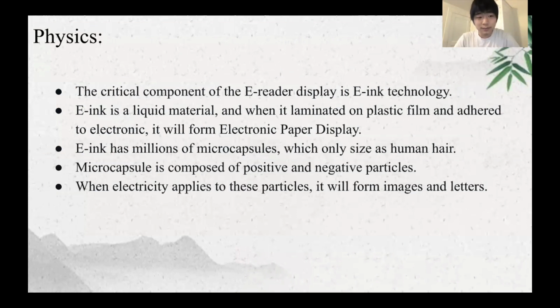The physics behind the e-reader display is pretty simple. E-ink, which refers to electronic ink, is a liquid material that, when laminated on plastic film and adhered to electronics, forms an electronic paper display. E-ink has millions of microcapsules, each only about the size of a human hair. Each microcapsule is composed of positive and negative particles. When electricity is applied to these particles, they form images and letters.